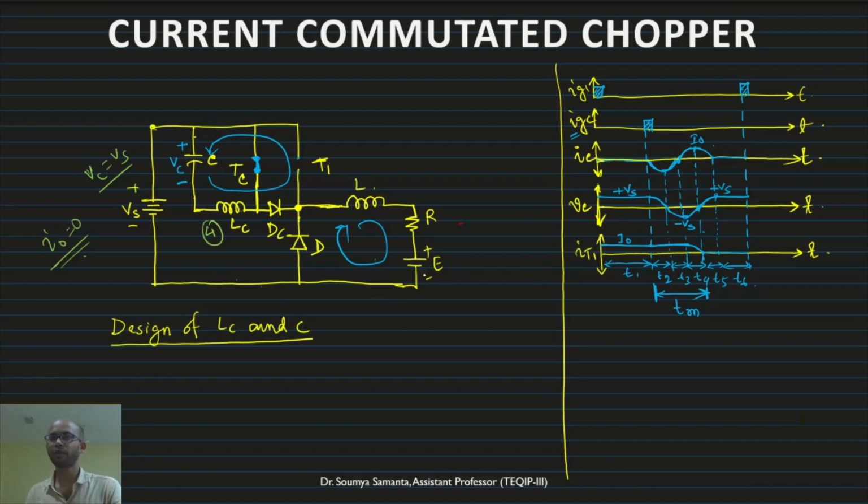Now if I look at the IC expression, this is a sinusoidal behavior. So we can write this is ICP, that is the peak value. Suppose say this is the peak value. IC equals ICP sine omega naught t. This is the expression.